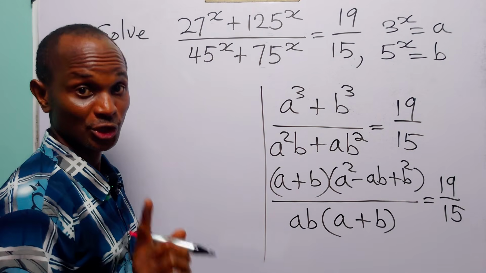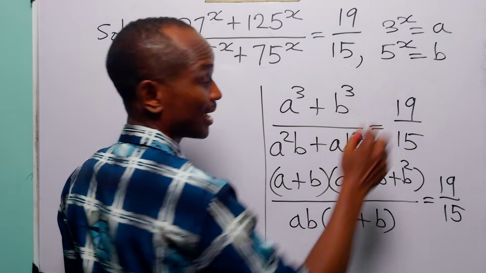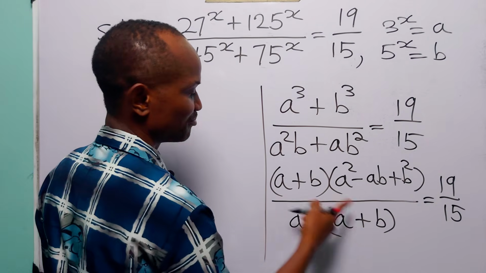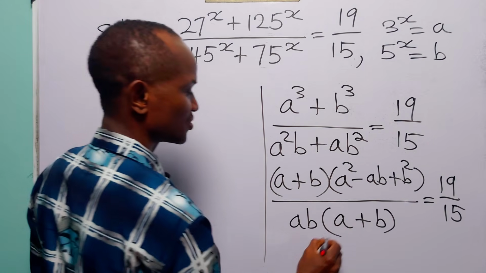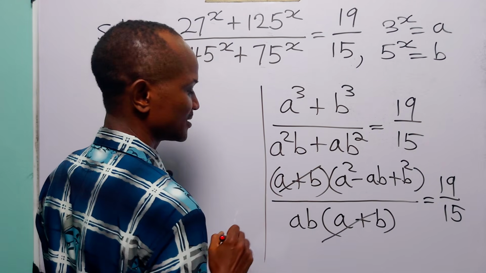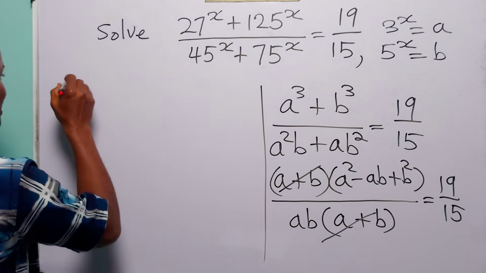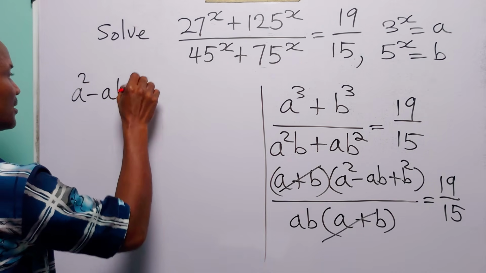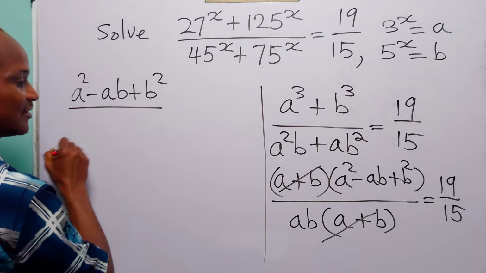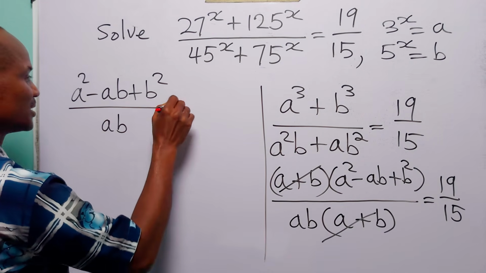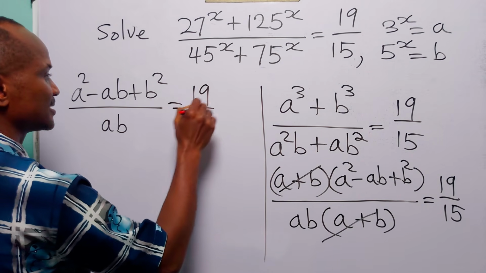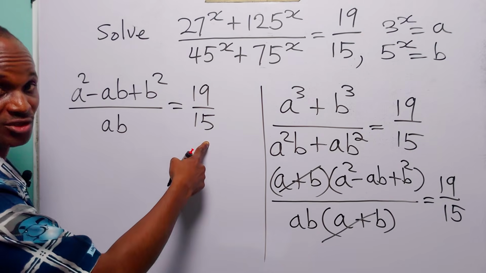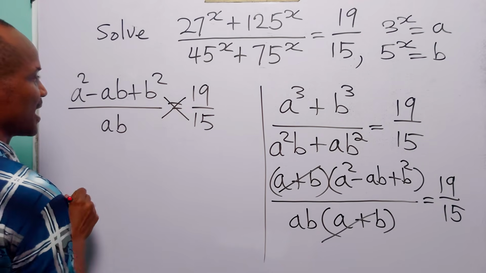And of course, you know that both a and b are positive quantities. So there is no way that a plus b can be equal to 0. So we can cancel these two. When we do that, we have that a squared minus ab plus b squared divided by ab is equal to 19 over 15. Now, to get rid of these two fractions, we cross multiply.